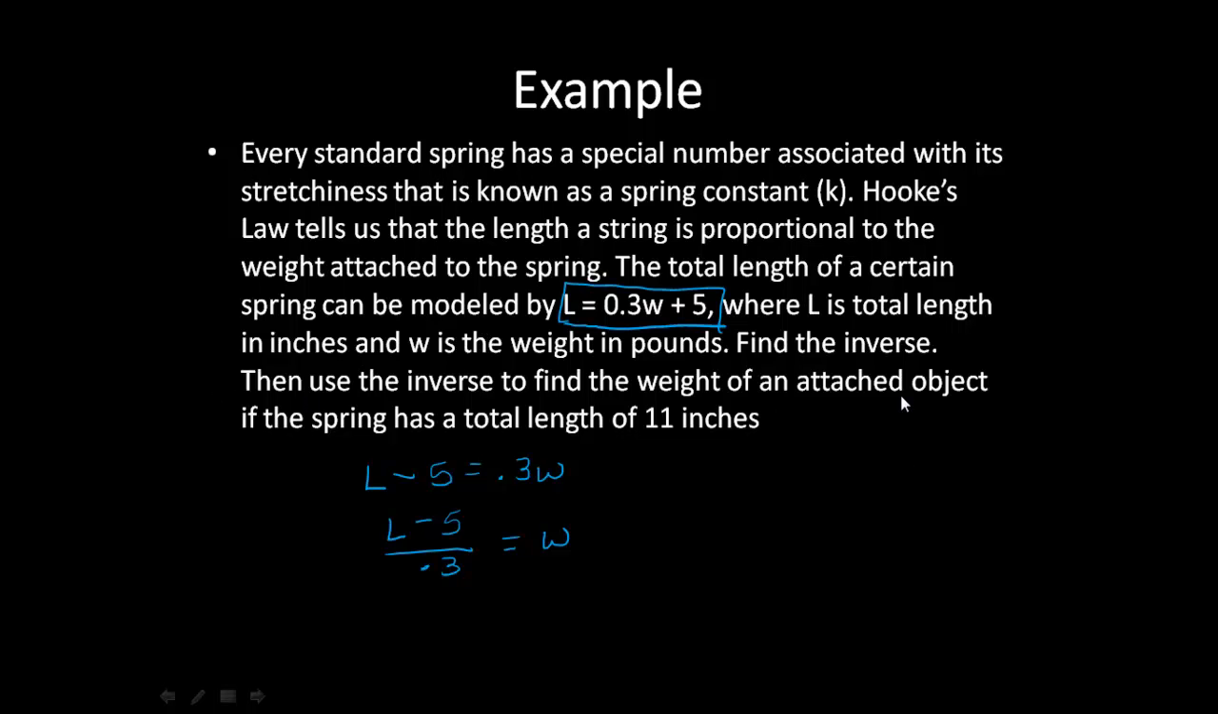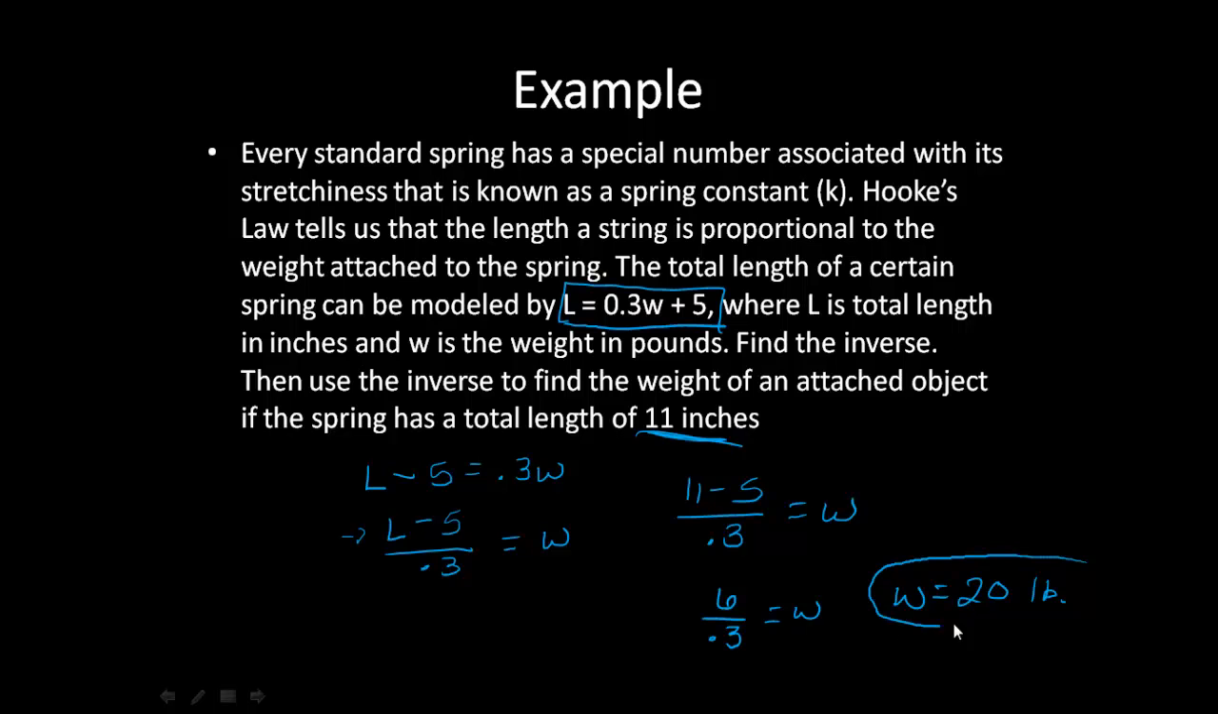Second part says use the inverse to find the weight of an attached object if the spring has a total length of 11 inches. Well, my length of 11 inches goes right in here for L. So I would end up doing 11 minus 5 divided by 0.3 is equal to my W. Now when you're doing this type of problem, you have to do the top of the fraction first. So you would do your 11 minus 5, which would give you 6. Divide that by 0.3, and we get W is equal to 20. So that would tell us whatever item we have on here would have been 20 pounds.